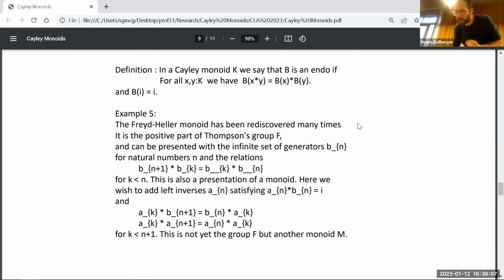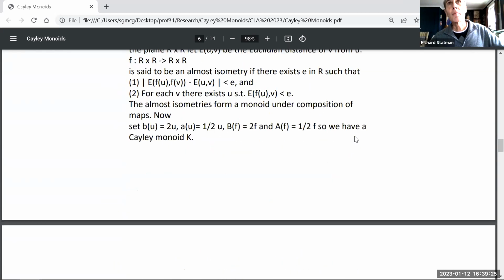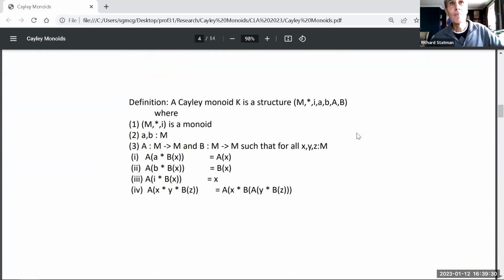I'll try to ask one question, and then if not, I'll write to you afterwards. Just to understand where the definition of the Cayley monoid comes from, could you speak to that? I thought of it in July. As I said, it's a new definition, and as far as I know, it does not occur anywhere in the literature previously.